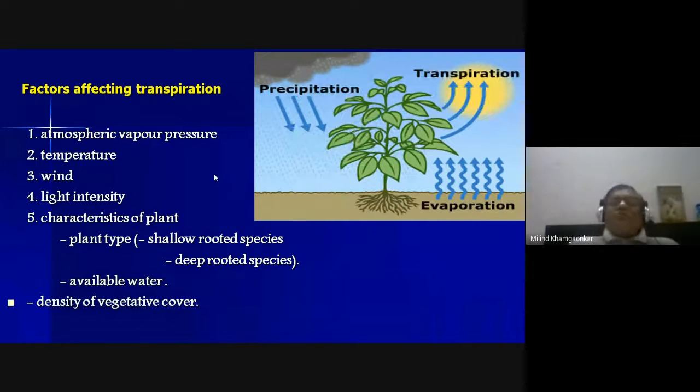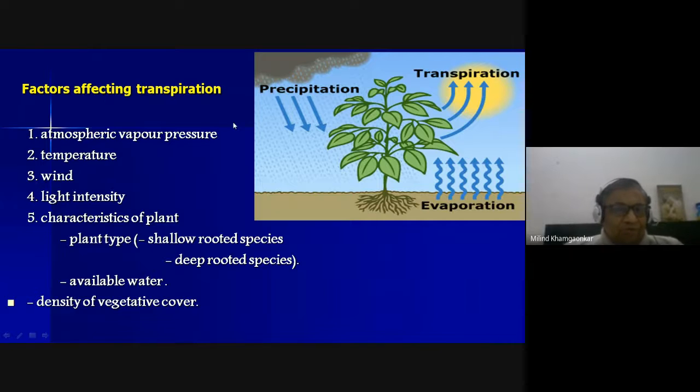Okay, so this quantity of water loss through transpiration is also to some extent quite considerable. So therefore we have been asked to study this, because ultimately we are interested in what is the quantity of water that is remaining or retained on the surface of the earth in the form of runoff. So therefore what is lost is to be studied.